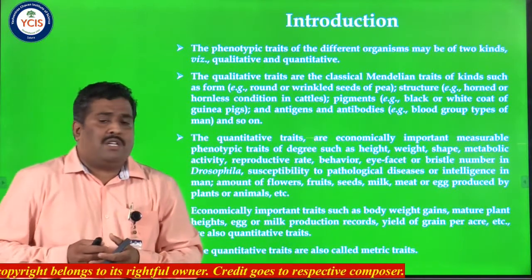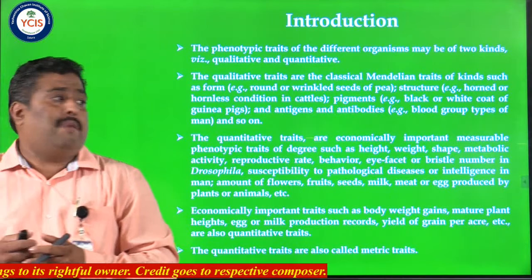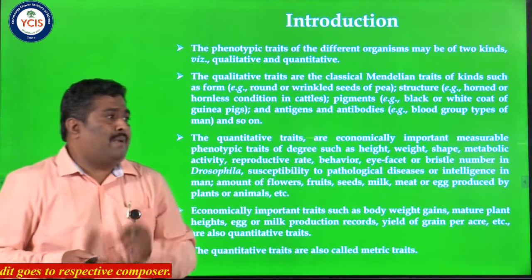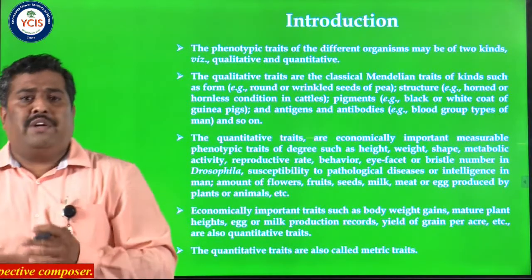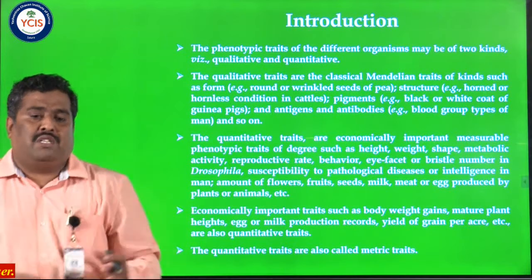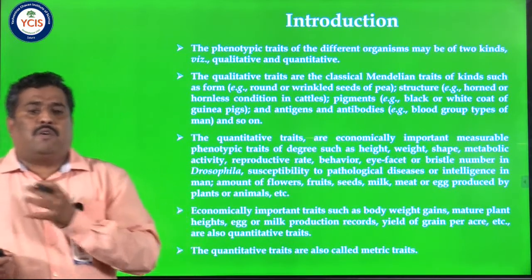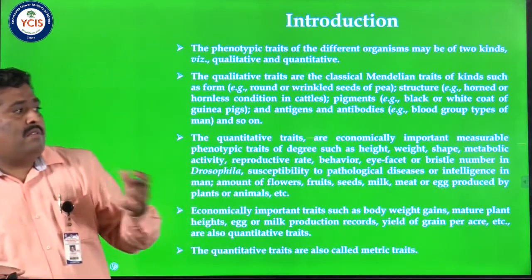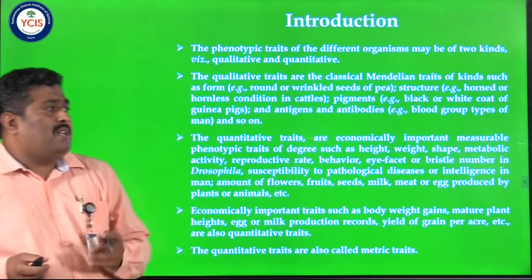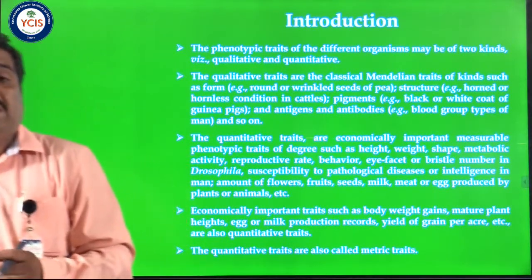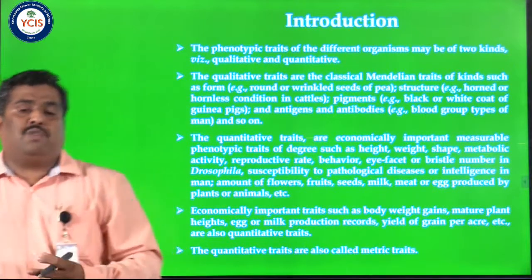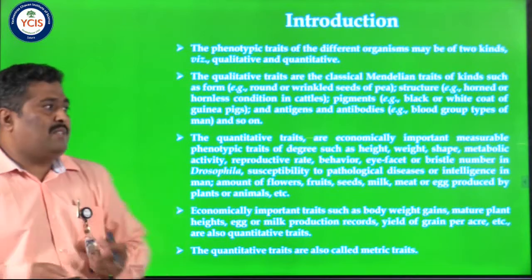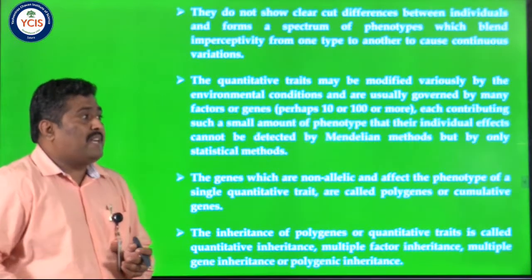The economically important traits such as body weight gain, mature plant height, egg or milk production records, yield of grain per acre, etc. are also quantitative traits. So these traits we can measure. Majorly, quantitative inheritance or quantitative traits are very important in crop plants. That's what we are looking out for. The quantitative traits are also called metric traits, because we can measure them in terms of some figures, some numbers. That's why they are called metric traits.